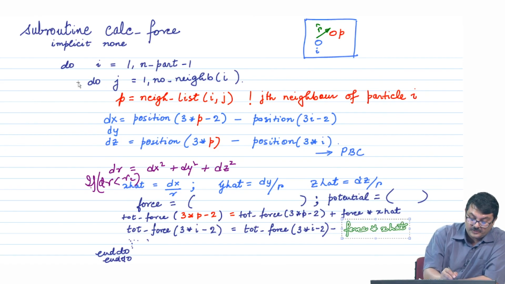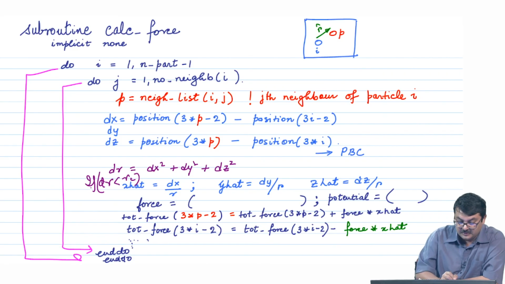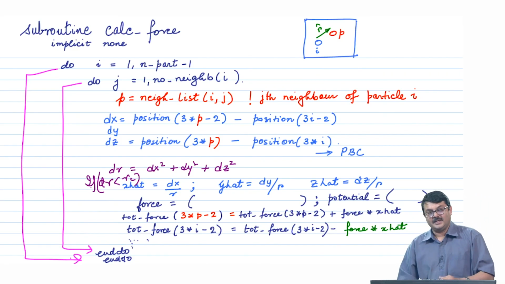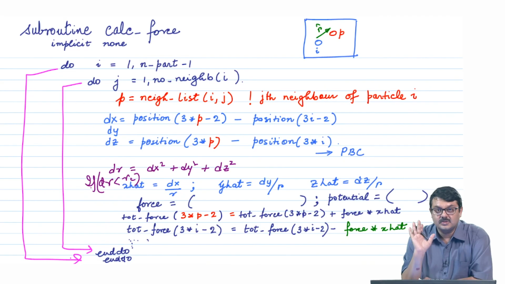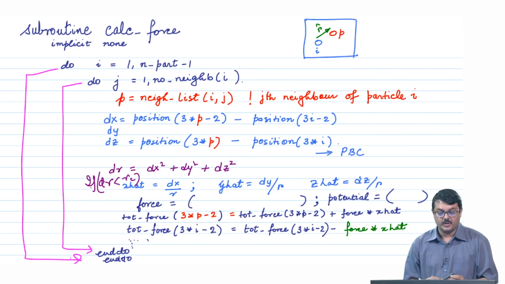And then of course, this loop basically ends here, you have an end do and an end do, and that is the standard thing, right. That is all that is there to the calculation of forces using the neighbor list. And now you will see it is quite around 10 times faster, or 10-20 times faster than your previous molecular dynamics code.